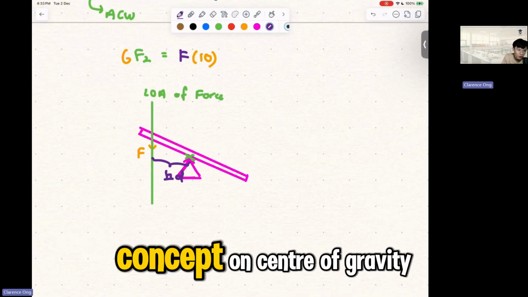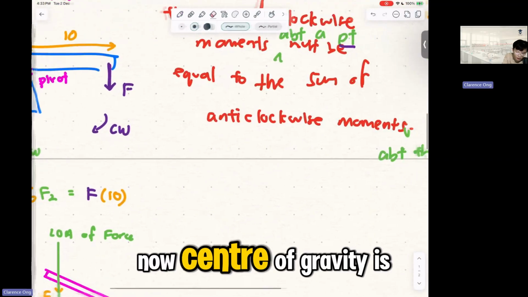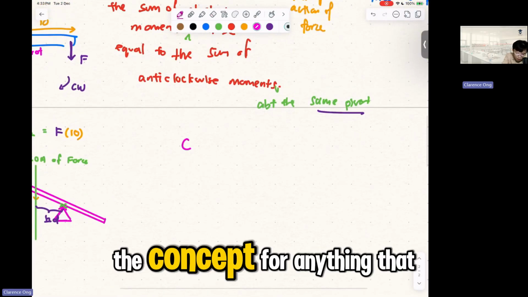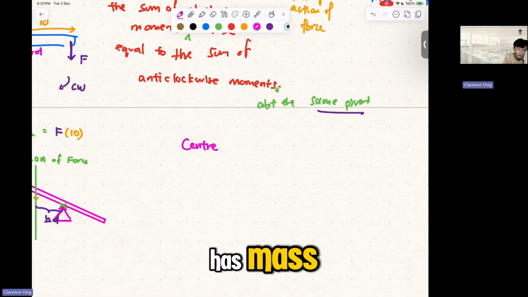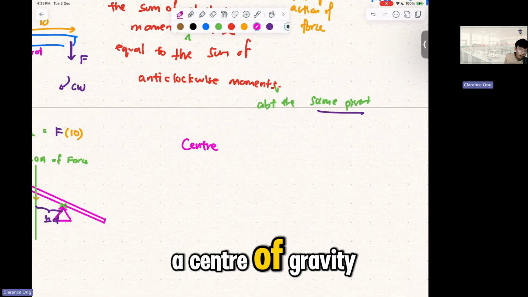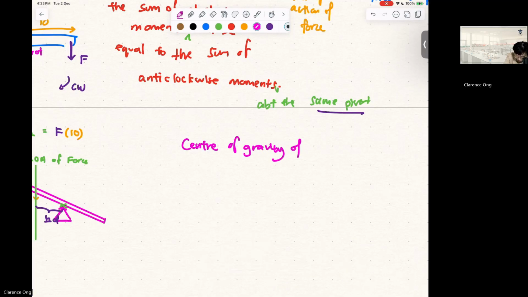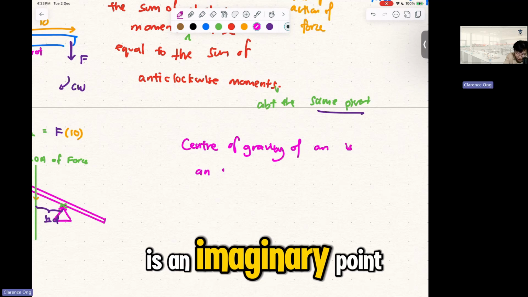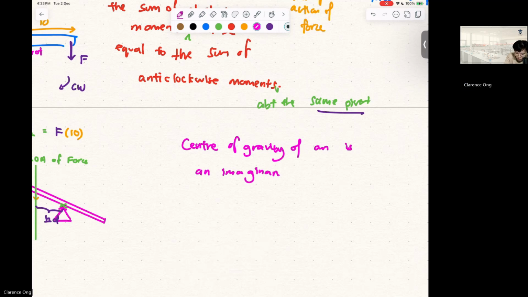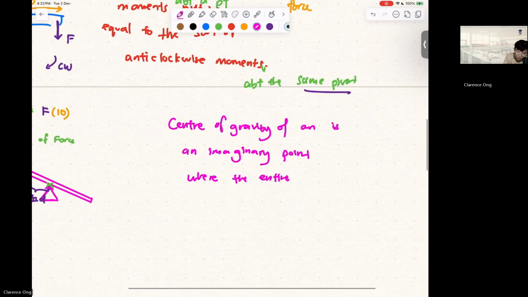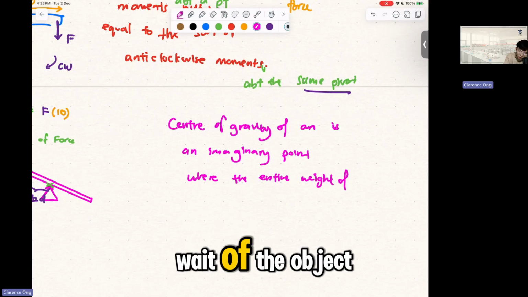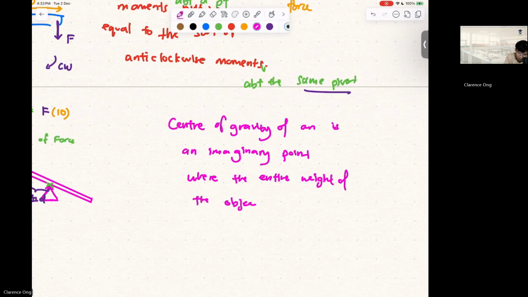Moving on to the next concept on center of gravity. Now, center of gravity is the concept for anything that has mass. Anything that has mass will have a center of gravity. So center of gravity of an object is an imaginary point where the entire weight of the object appears to act.